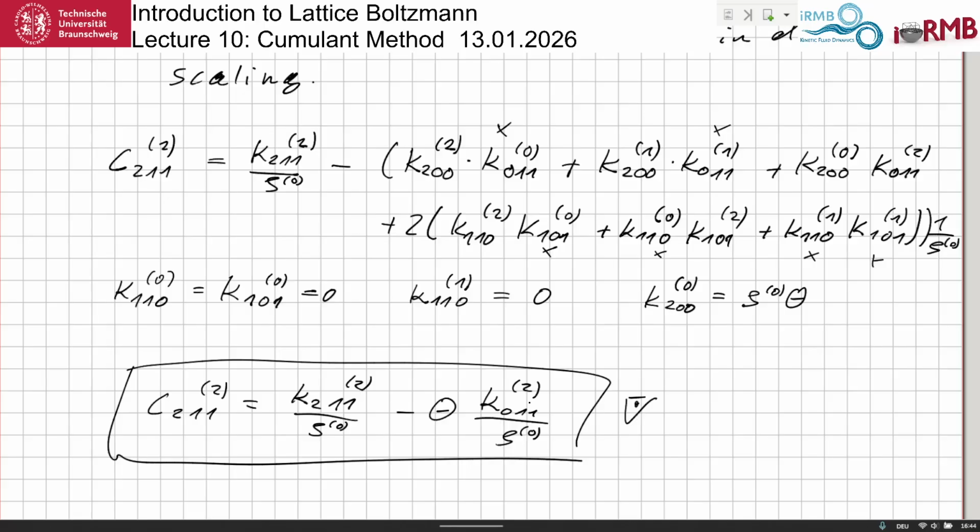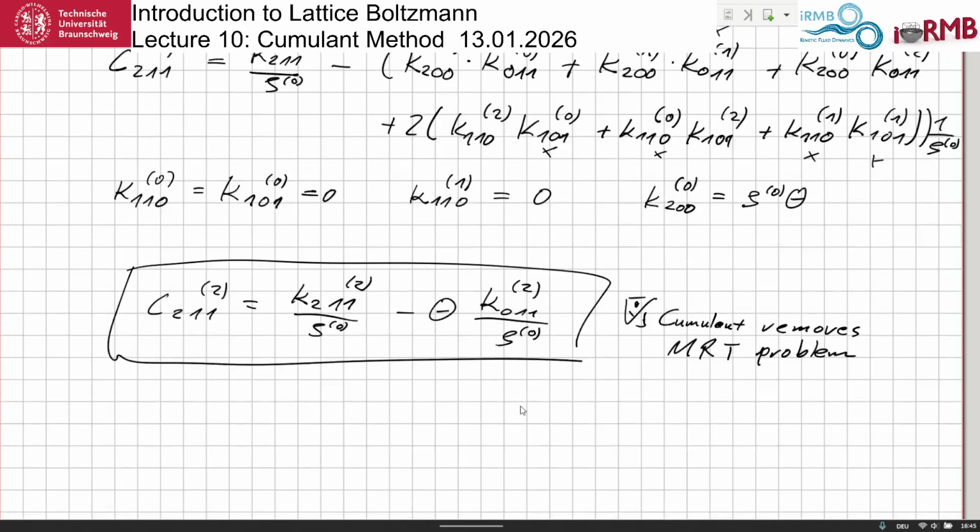So this means that here the cumulant removes the MRT problem. So meaning what we can now have is we have a free choice of relaxation rates, plus we have Galilean invariance to the extent allowed by the discretization, of course, right?